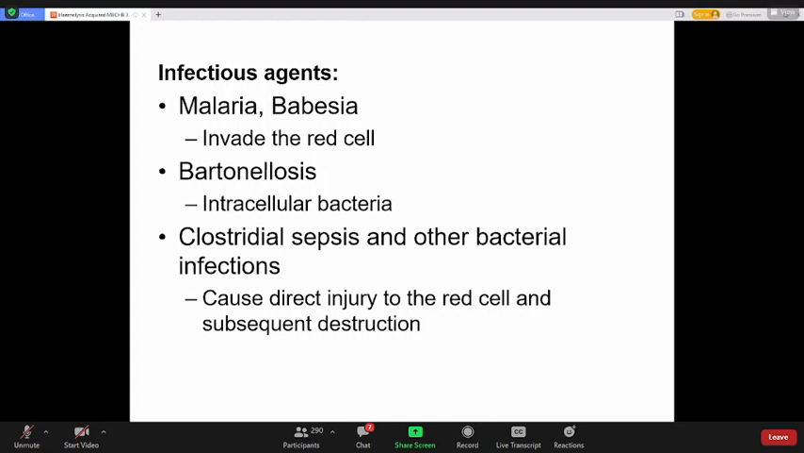Babesia is also an infectious agent, which is parasitic. These are all protozoa. Remember, malaria is a protozoan. Babesia is also a protozoan. It's not very common. Babesiosis is not very common within this region. It's mainly common in South America and other parts of desert areas in the Americas, and it can give you a hemolytic process. All right, not very common here.